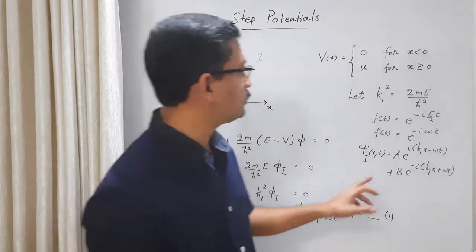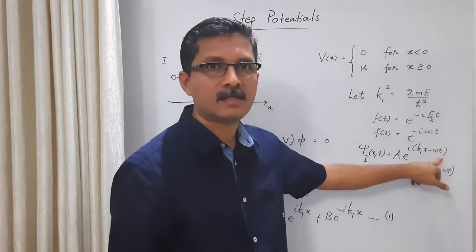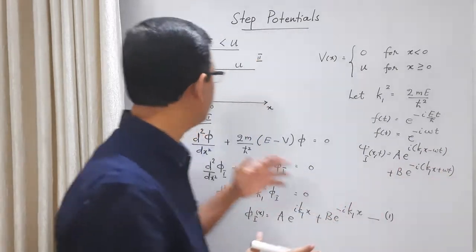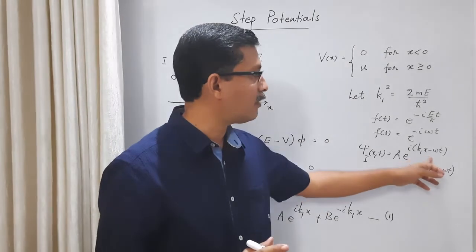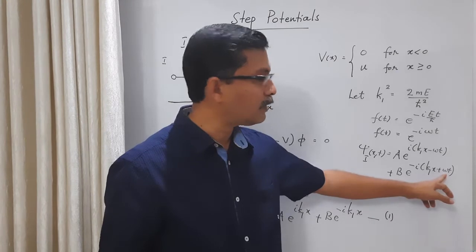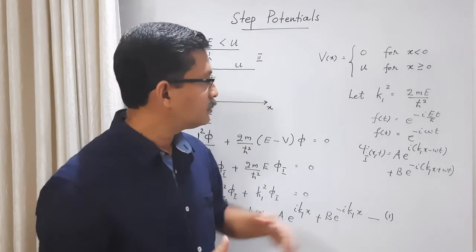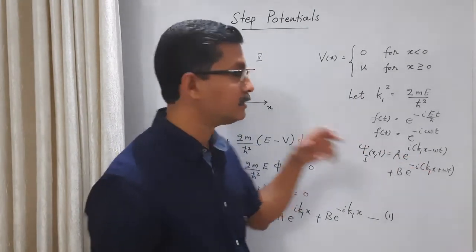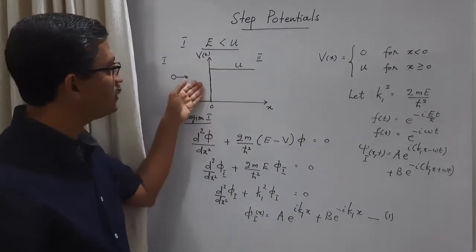Now when you look at this complete solution, you can see that in the first part the phase is k₁x minus ωt. It indicates that this represents a wave traveling in the plus x direction. We are talking about the wave function in region 1, so this wave function has two parts. One part is the wave traveling in the plus x direction. Look at this, the phase is k₁x plus ωt, that represents a wave traveling in the minus x direction. So this is a wave traveling in the plus x direction, and this is a wave traveling in the minus x direction in region 1. So what is the wave traveling in the plus x direction? That is the incident wave.